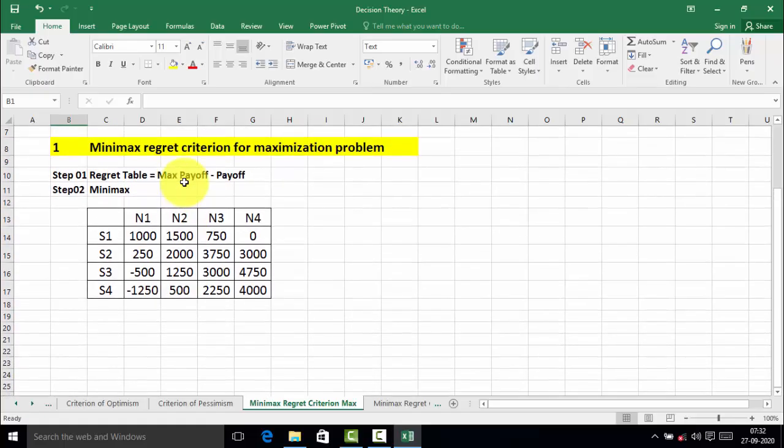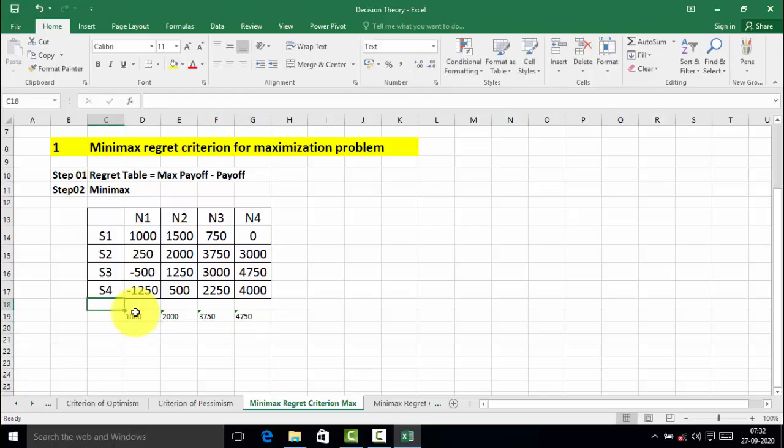This is the given payoff matrix. According to our formula, first find the maximum payoff in each column. N1 is the first column, N2 is the second column, N3 is the third column, and N4 is the fourth column. We want the maximum payoff in the column, that is, in the state of nature. In the first column the maximum payoff is 1000. In the second column it is 2000. In the third column it is 3750, and in the fourth column it is 4750.